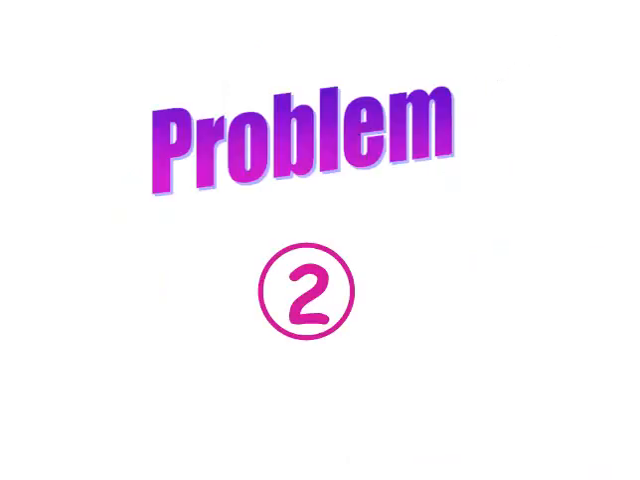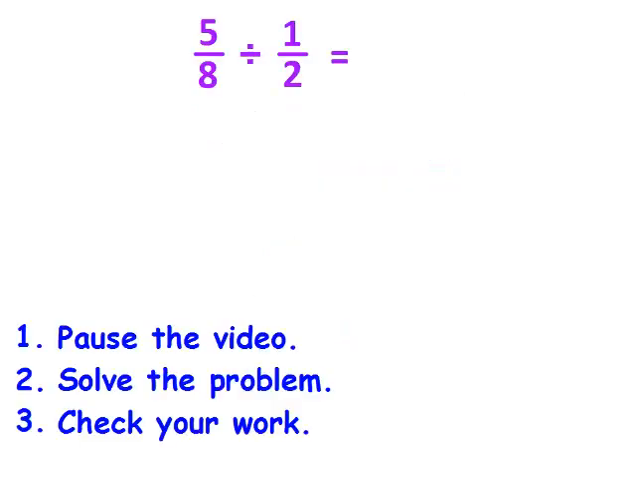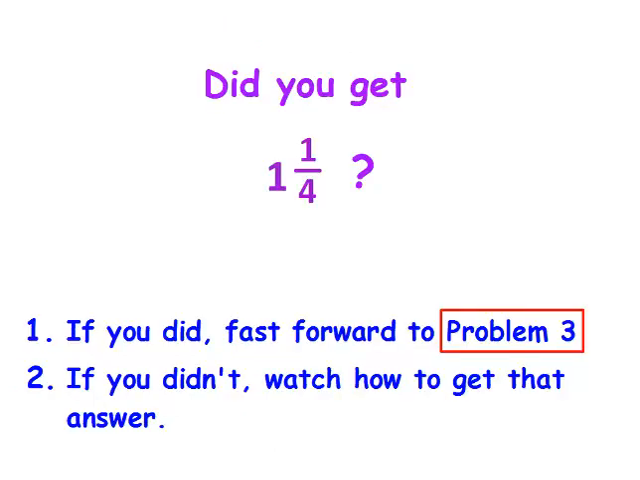Here's your second problem. I want you to write it on your communicator. I want the video paused. You can check your answer. If you get it right, then go on to the next problem. If you didn't, watch until you can figure out how to do it. Go ahead and pause the video now. Did you get 1 1/4? If you did, fast forward to problem 3. But if you didn't, watch how to get that answer.